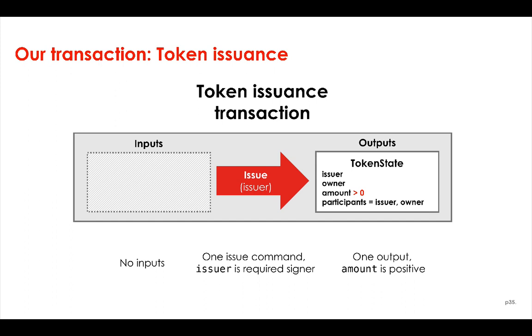So what does a token state issuance transaction look like? Well, we know it'll have no inputs because the issuer is creating a new token from nothing. We know it'll have one output, the new token state, and the only condition we'll impose on this token state will be that its value must be positive. And it'll have a command of type issue, and this command will require a signature from the issuer. So let's take a look at how these requirements translate into actual contract code.